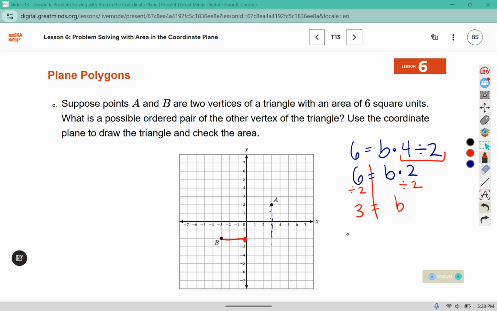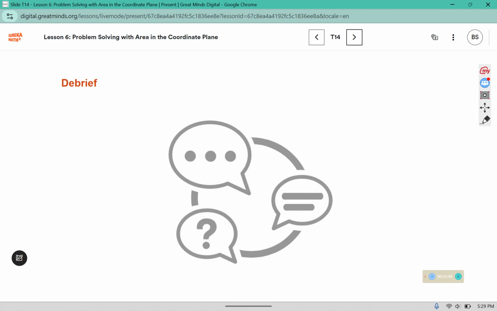That puts my coordinates at the point (0, -2). Then I need to draw a triangle coming from those coordinates. That's the end of lesson 6. More on solving area on the coordinate plane.